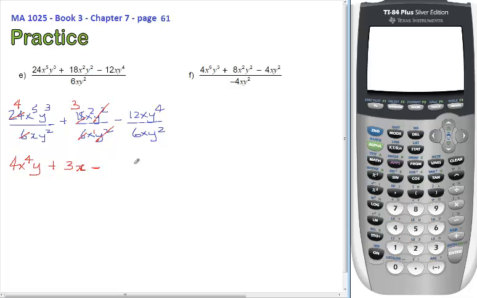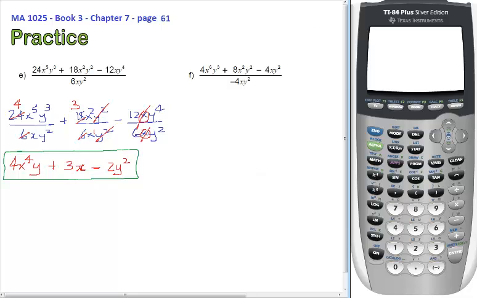Okay, so it looks like we have here 12 divided by 6, which is 2. X over x, these cancel, same exponent on both. And then y to the 4 over y squared, just subtract 4 minus 2, we get y squared. So it looks like our final answer is 4. None of these are like terms, we can't simplify any further. 4x to the 4y plus 3x minus 2y squared.